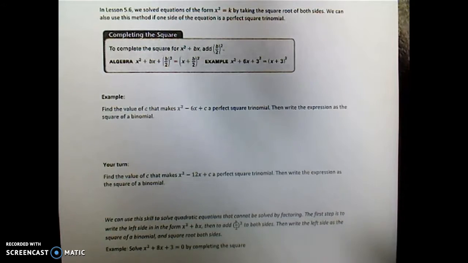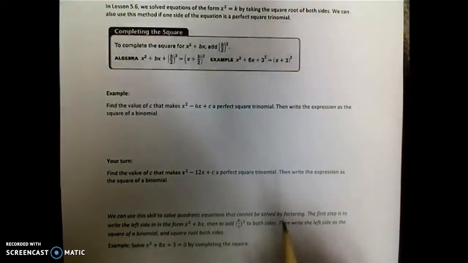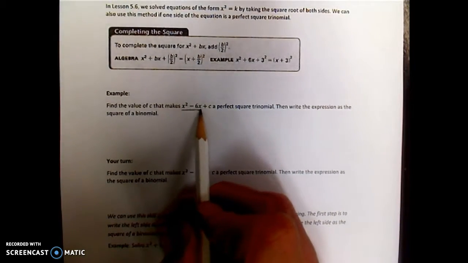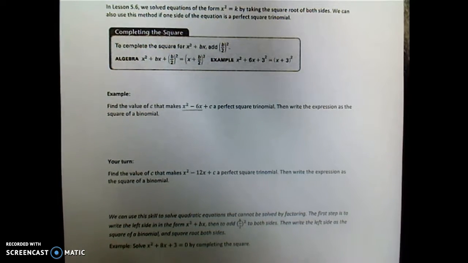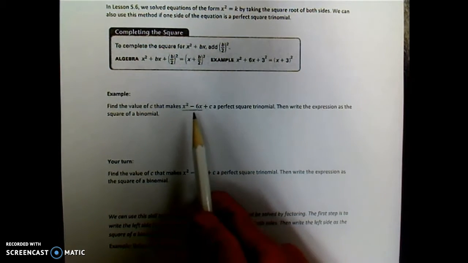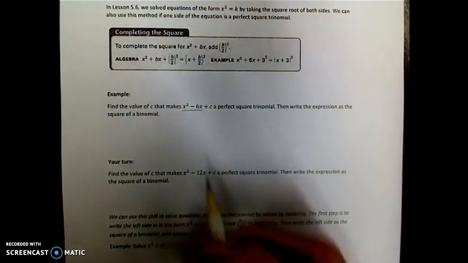Now we can combine taking the square root of both sides with what you know about perfect square trinomials to generate another way to solve quadratic equations. This is a method called completing the square. We're going to take a look at just these two terms, x squared minus 6x, and think about what we need to add to this expression to create a perfect square trinomial.